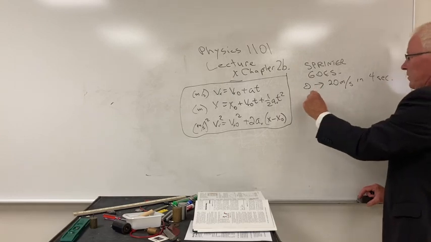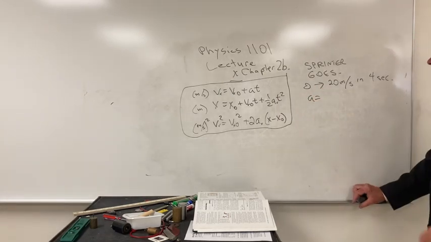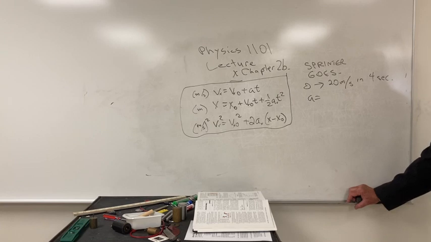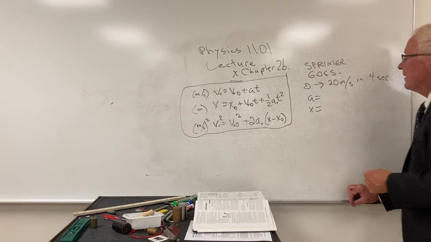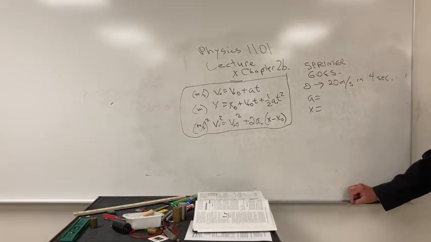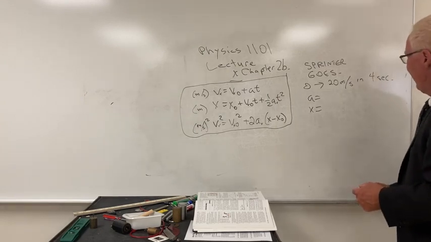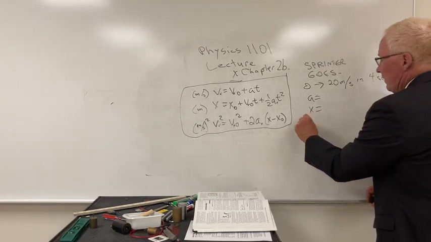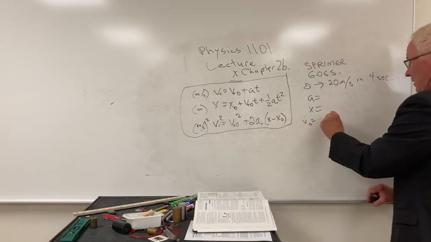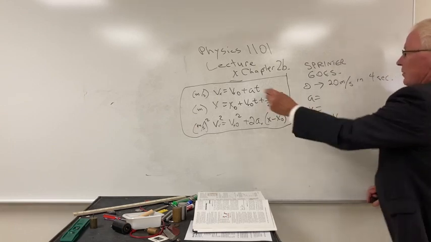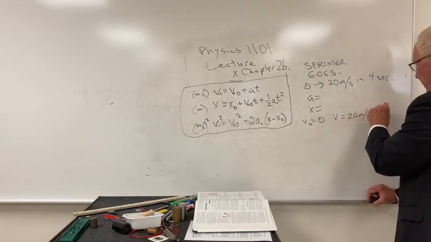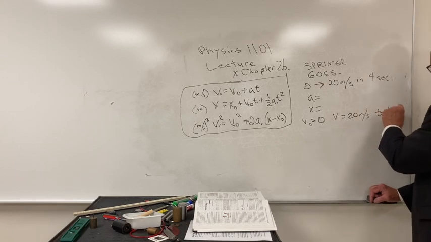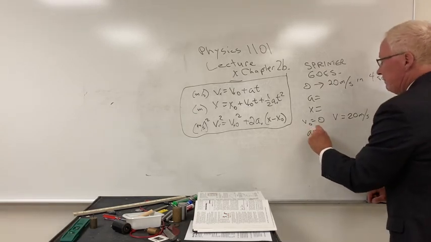Then the question is, what is the acceleration? And the second thing I could ask is, how far does it go in that time period? I mean, do we have enough information to do that? So this would be the first question. And what we have here, we know what? We know V naught is 0. Final velocity, which is V, is 20 meters per second. And the time is 4 seconds. So we're trying to find the acceleration.